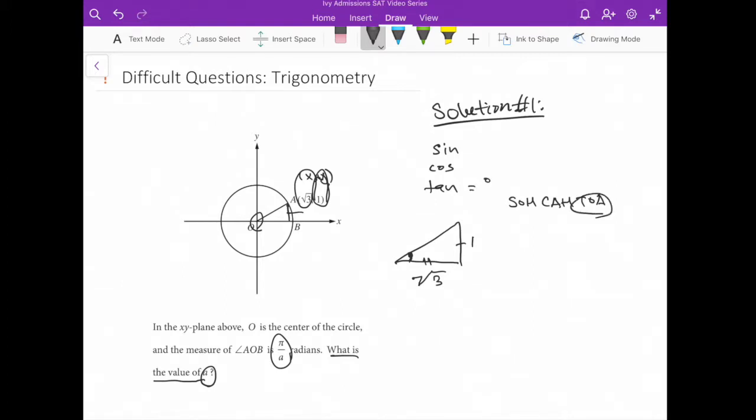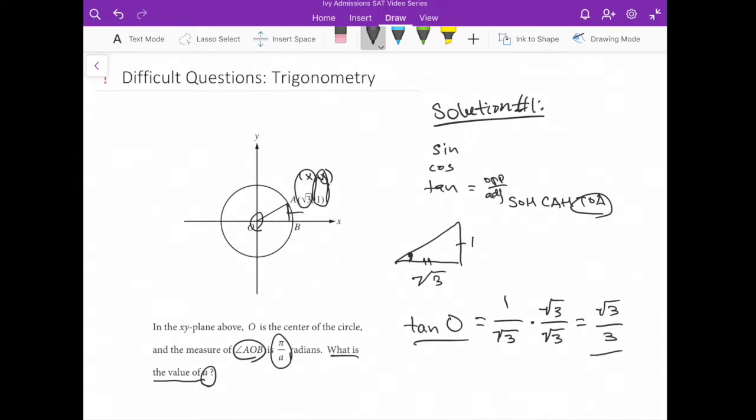We know that tangent is equal to opposite over adjacent. So in this case, tangent of this angle here, we're just going to say it's angle O, is equal to the opposite side, 1, over the adjacent side, radical 3. And we never want to have radical 3, or square root of 3, in the denominator. So we're going to multiply this by radical 3 over radical 3 just to simplify it. We end up getting radical 3 over 3 as the tangent value for this angle.